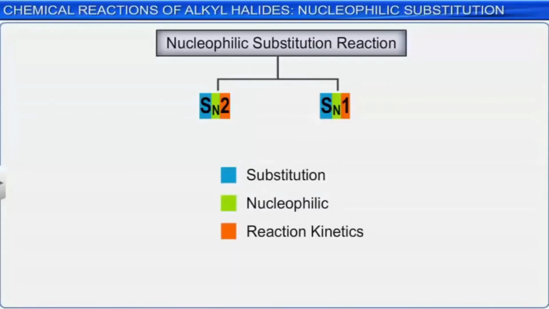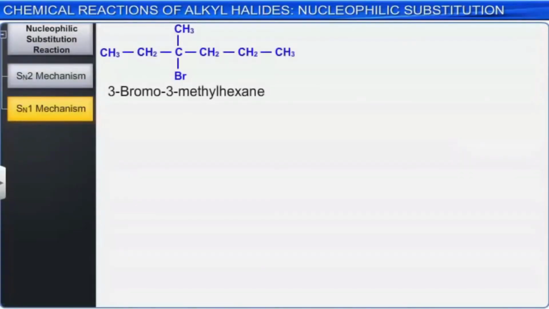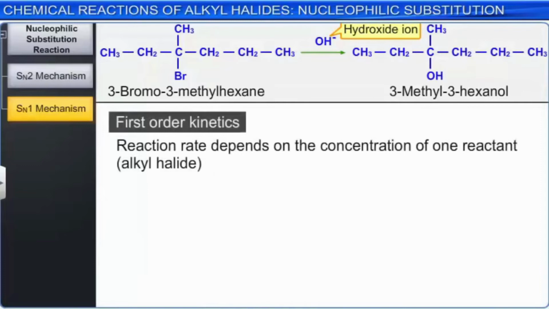Now, it's time to turn our attention to the other mechanism called the SN1 reaction mechanism. The reaction between 3-bromo-3-methyl-hexane and hydroxide ion to yield 3-methyl-3-hexanol can be taken as an example of an SN1 reaction. The reaction shows first-order kinetics, as the reaction rate depends only on the concentration of the alkyl halide and not on the concentration of the hydroxide ion.